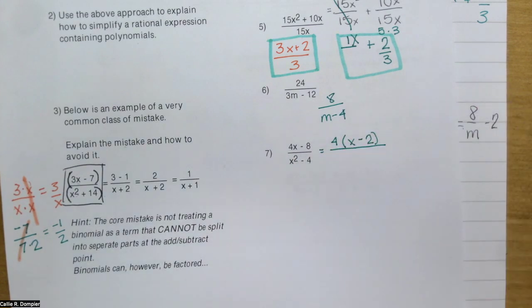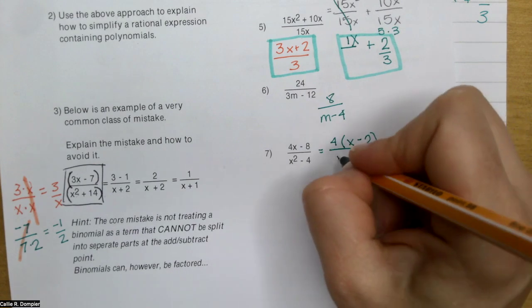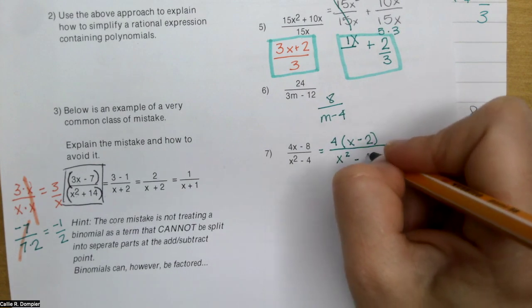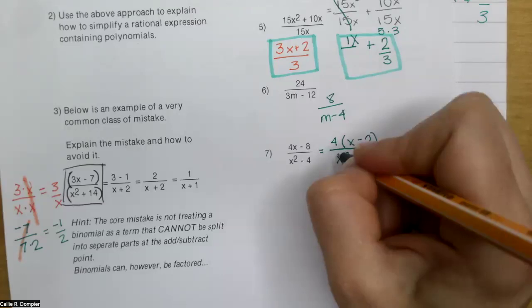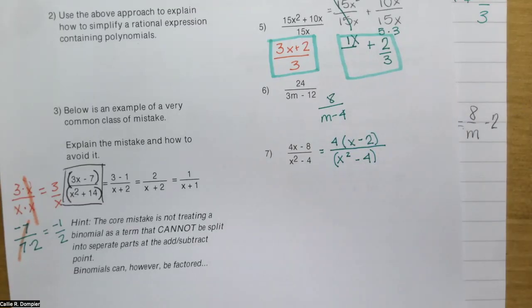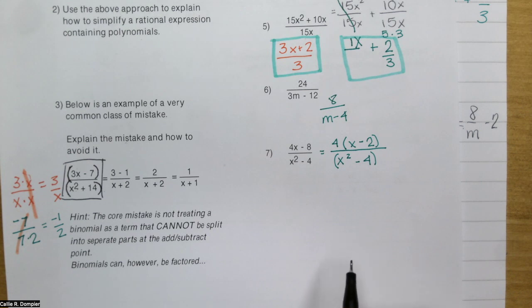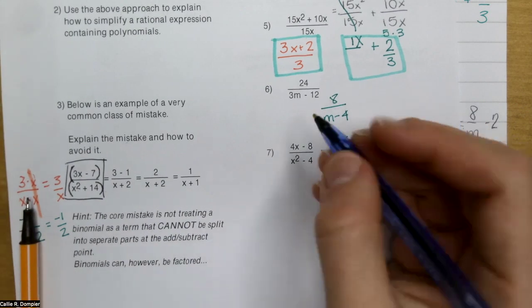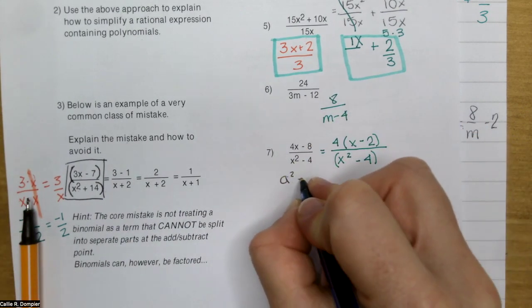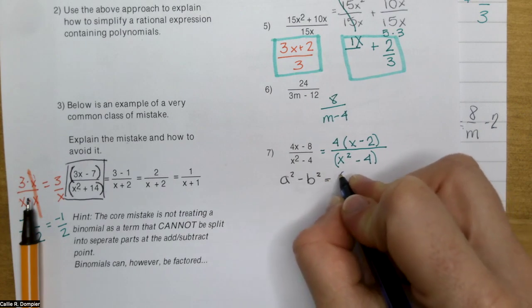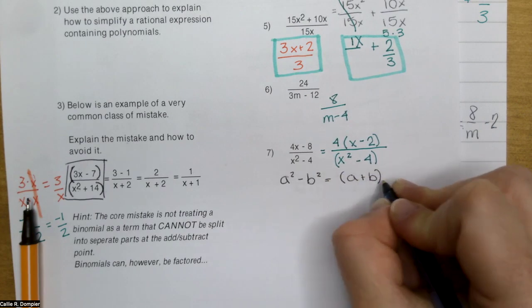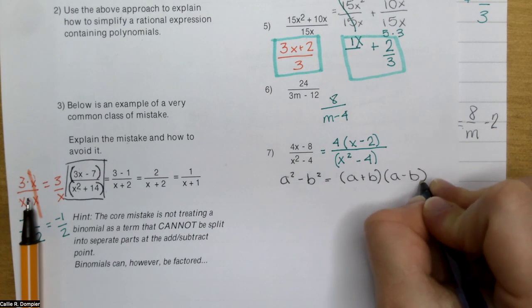X squared minus 4. Is there anything I can factor out? There's nothing I can factor out that is a greatest common factor, right? But I can do the difference of two perfect squares, right? What's the formula for the difference of squares? A squared minus b squared equals a plus b times a minus b, right?